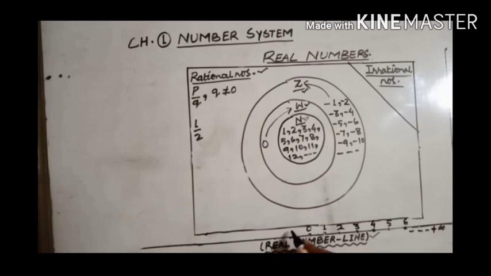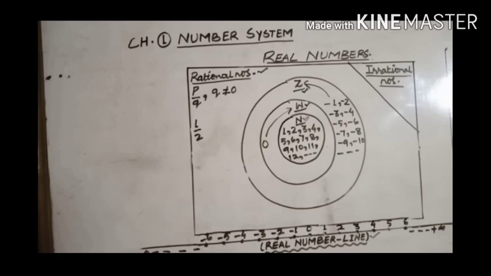Similarly, to the left of it, we have -1, -2, -3, -4, -5, -6, and this goes up to -infinity.